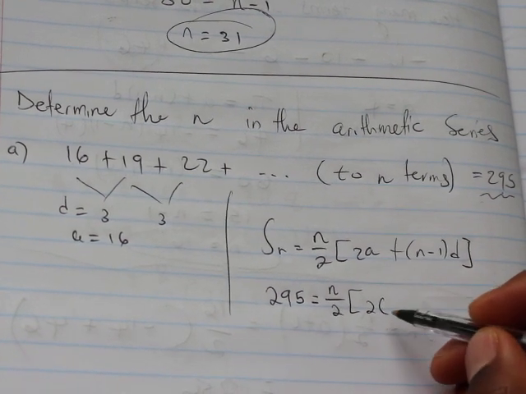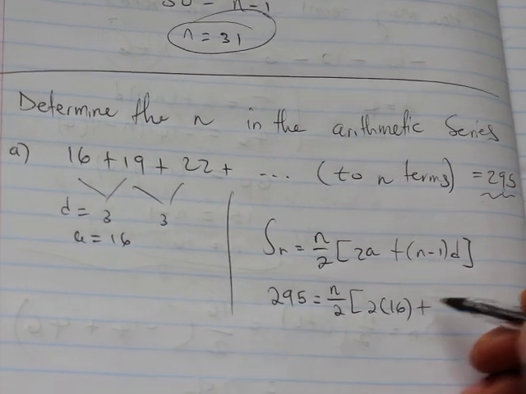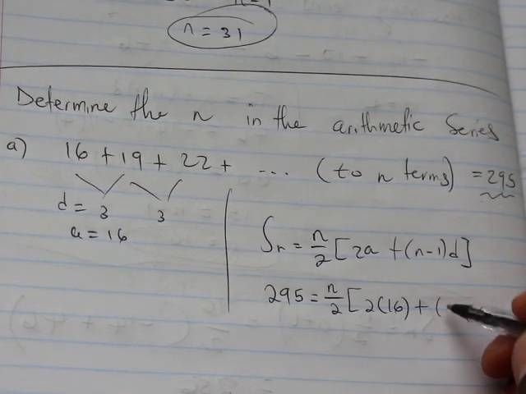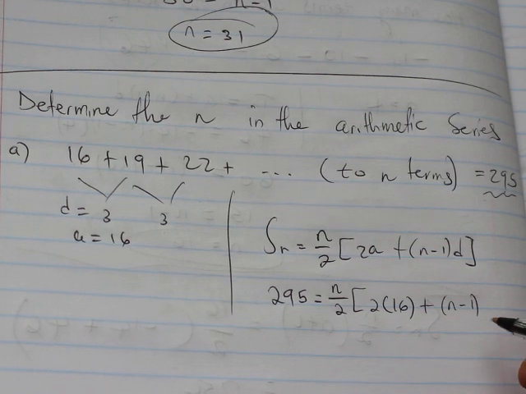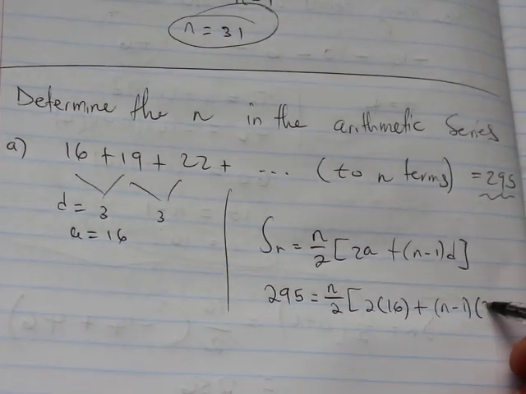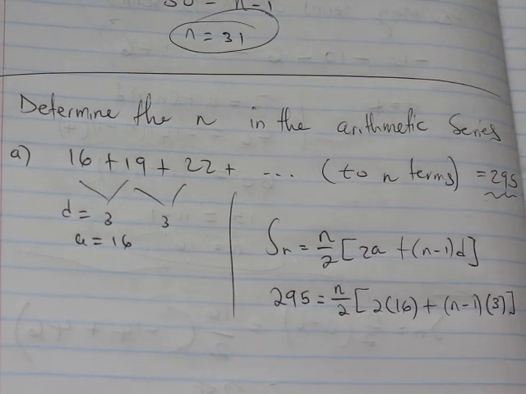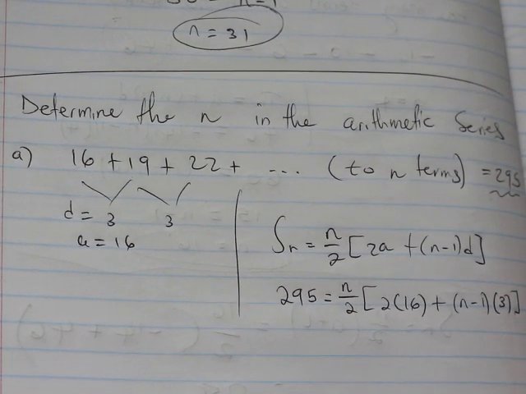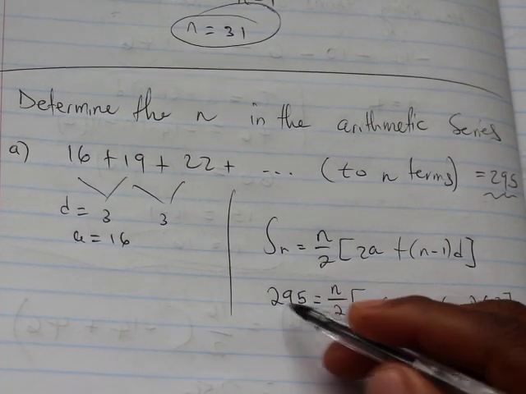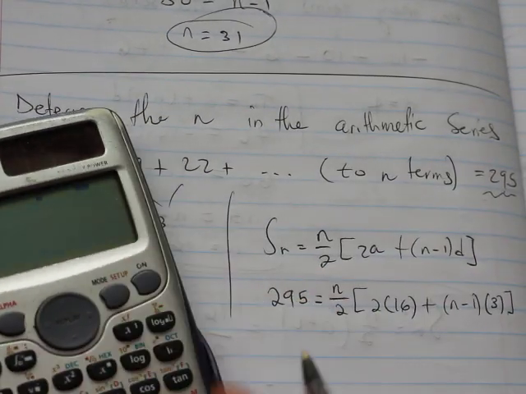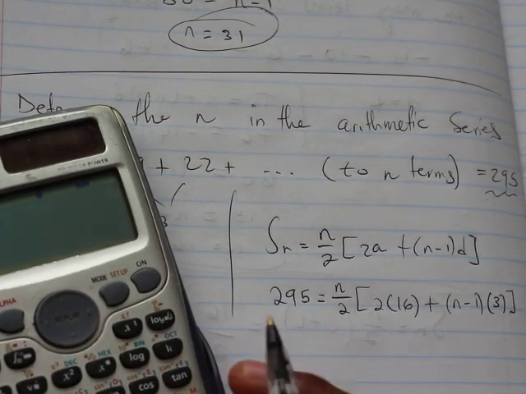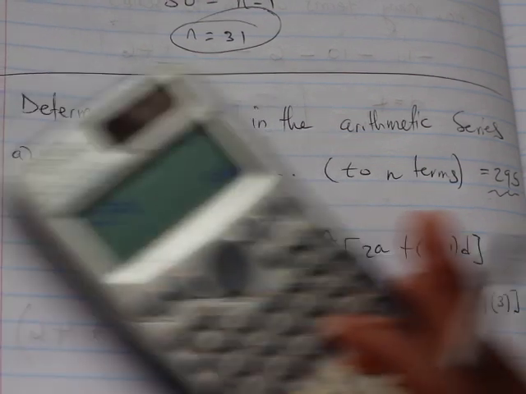2 times a, remember a is 16, plus n minus 1. We don't have the n, so it's just going to remain n minus 1, remember, that's what we're looking for. The d, that's 3, remember the constant difference. So now we're ready to simplify. The first thing I'm going to do, I'm going to remove the 2, multiply the 295 by 2. So we're simply multiplying by 2 on both sides. So 2 times 295, we're getting 590.